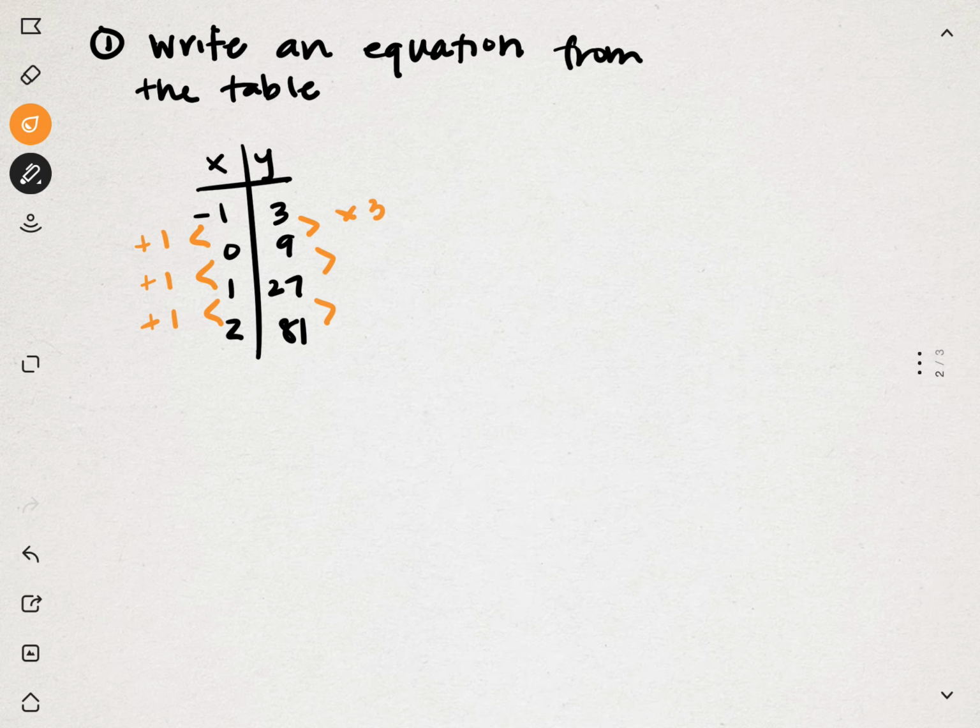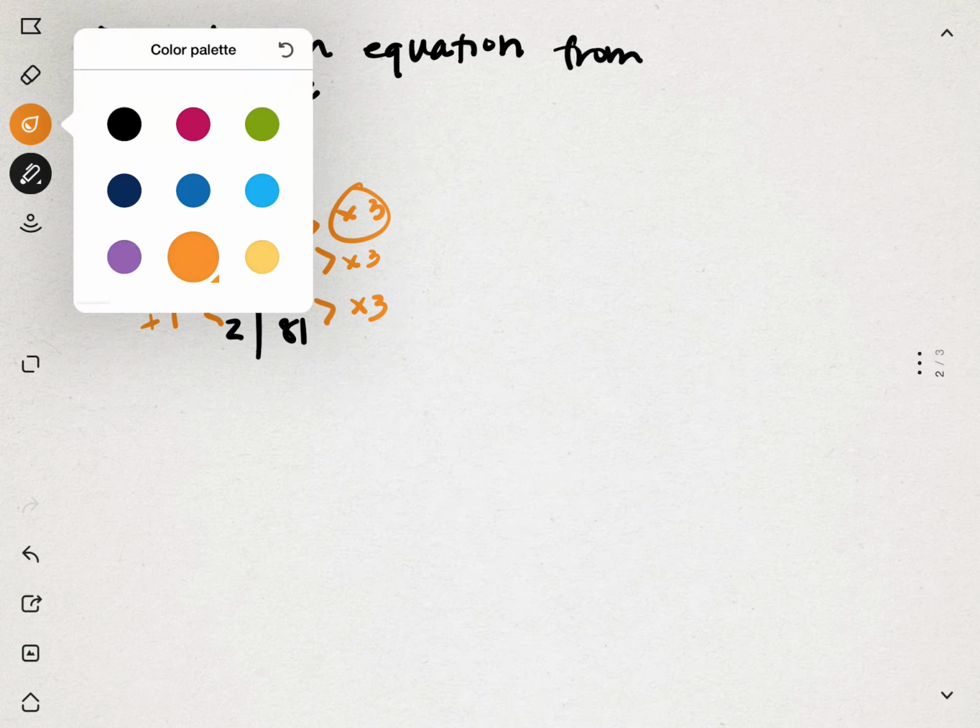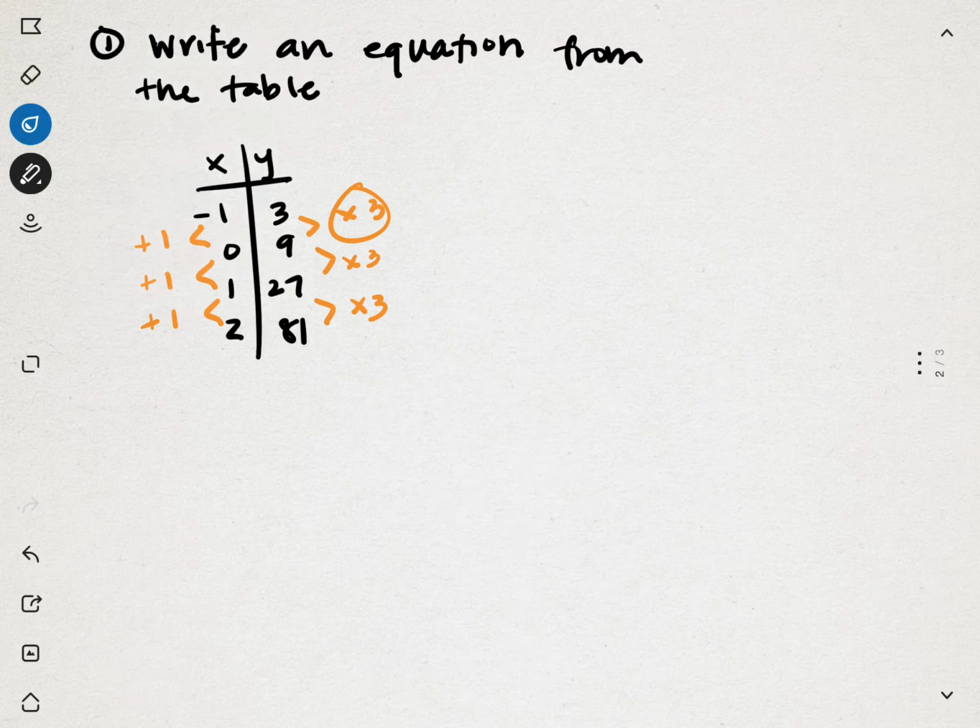3 times 3 is 9. 9 times 3 is 27. 27 times 3 is 81. So that's the first thing we want to do when we're given a table and asked to write an equation. We're going to go ahead and find out how much it's multiplied each time to get the new number in the y column. So now let's go ahead and write the equation.